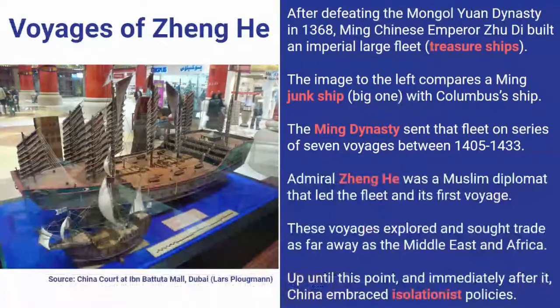During this brief period of time, from about 1368 to 1433, the Ming dynasty changes that. They build a massive fleet of what they call treasure ships. These are huge ships. All right, the biggest being what are called junk ships. If you look on the left, that compares. The big ship is a Chinese junk ship. Okay, that's going to be built in the early 1400s.